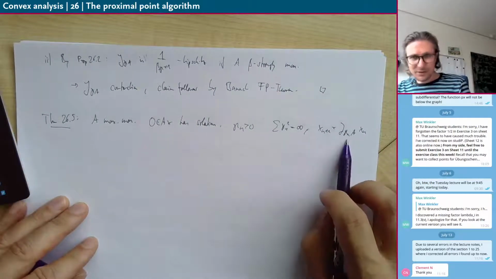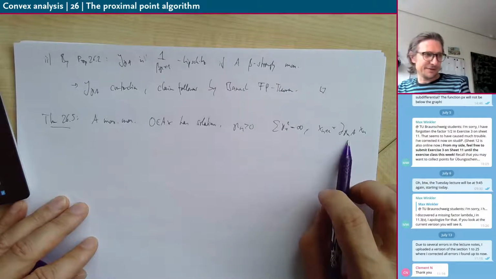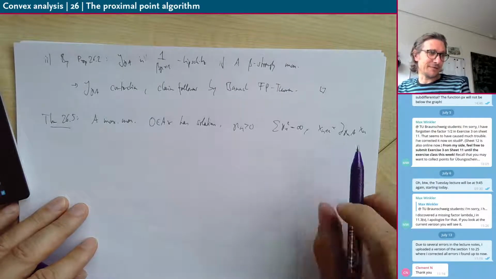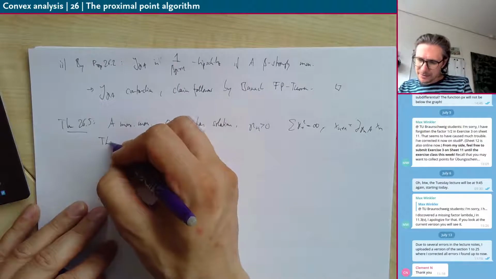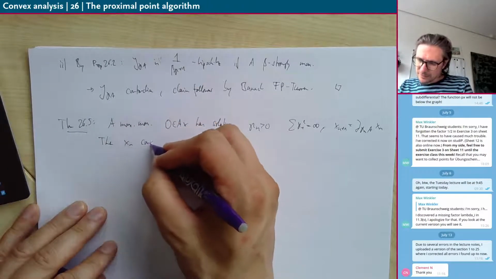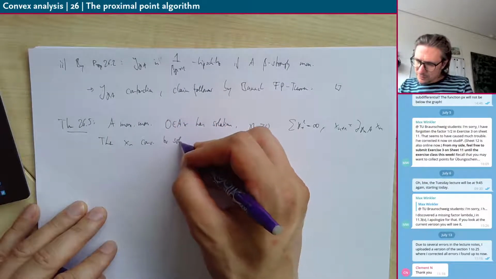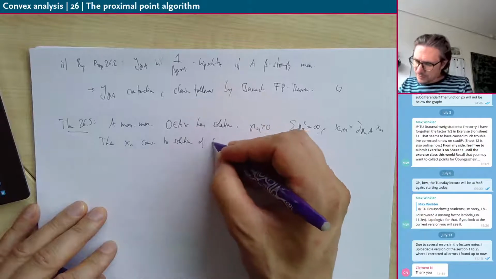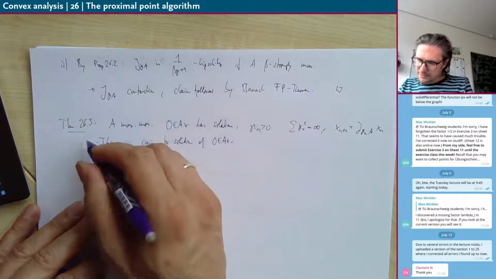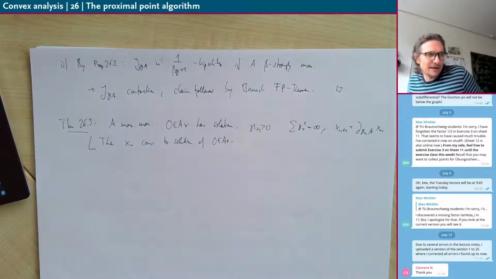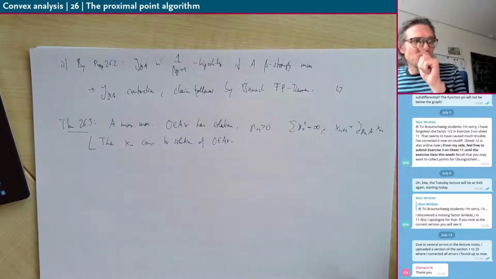That's the difference here: there's now a γ_n. In each step we take a different step size. And then x_n converges to a solution of 0 ∈ Ax. That's it.